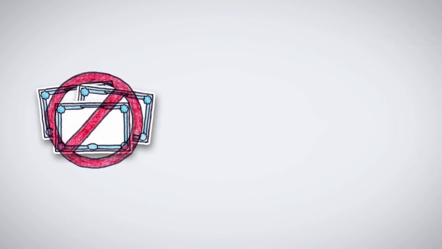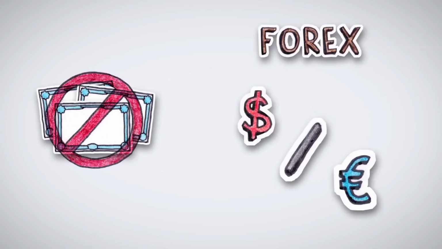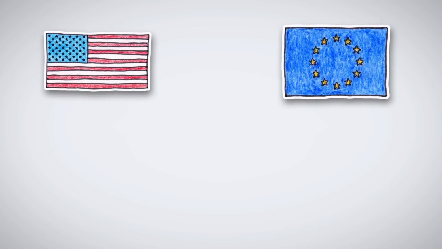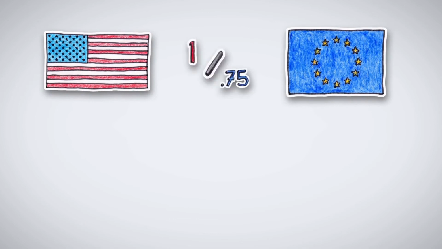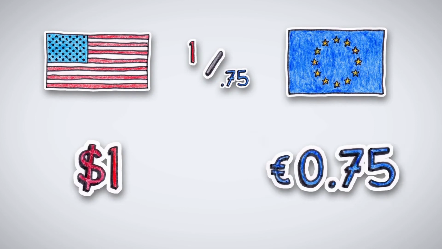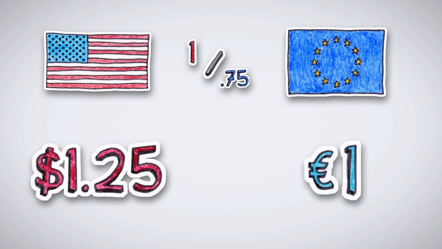Also, unlike stocks, foreign exchanges are compared against each other. A US dollar to euro exchange rate of 1 to 0.75 means every US dollar is worth 0.75 euros, and 1 euro is worth 1.25 US dollars.